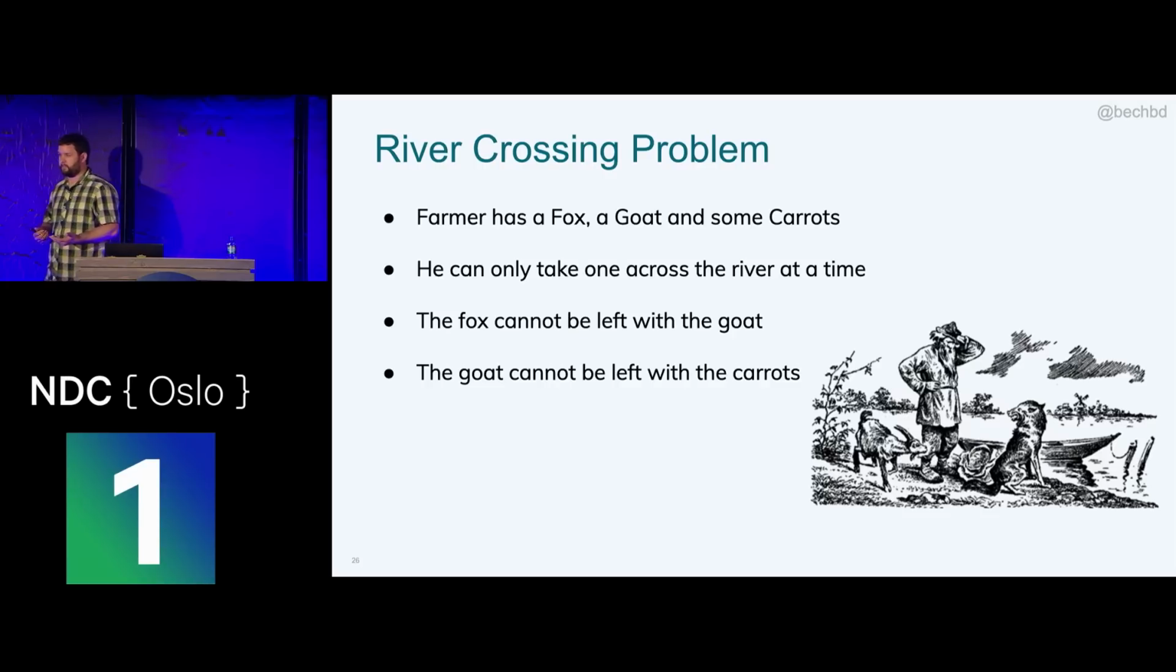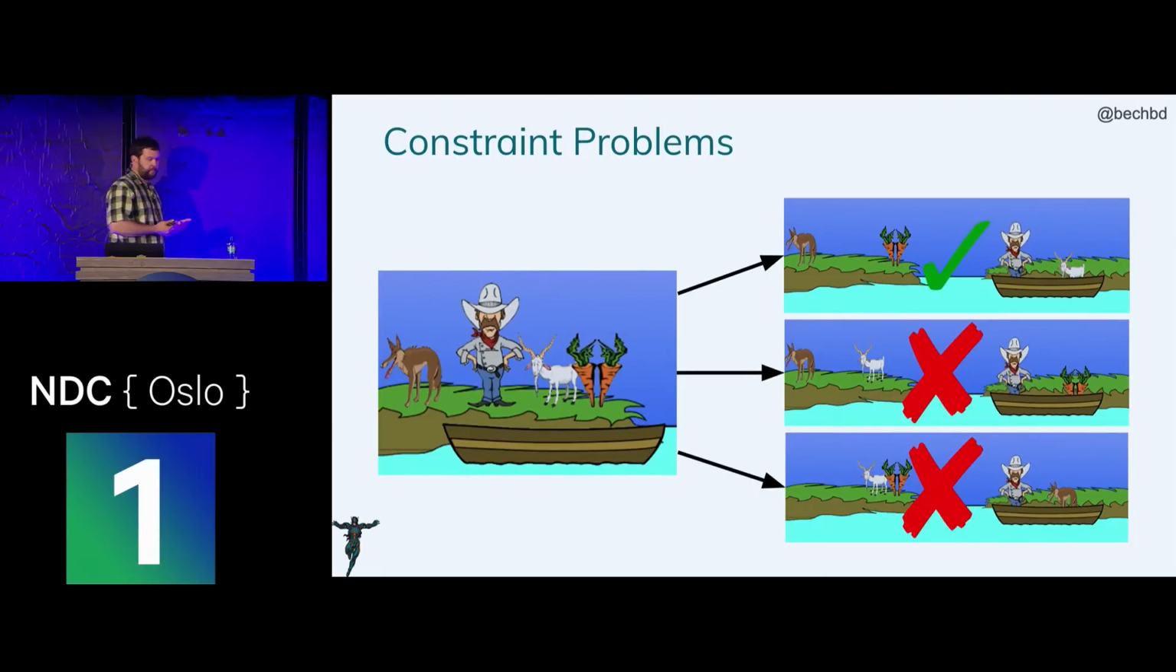He can't leave the fox with the goat, because if you leave a fox with the goat, that goat's going to be eaten. He can't leave the goat with the carrots for the same reason. So what it comes down to is a constraint problem. You end up with a current state where everything's on one side of the river, where you have three potential state changes you can go across. You can bring across the goat, in which case you're at a valid state. If you bring across the carrots, you're in an invalid state. Or if you bring across the fox, you're in an invalid state.